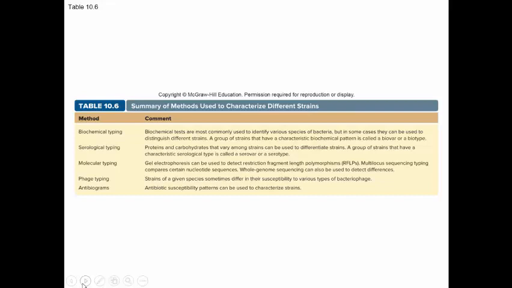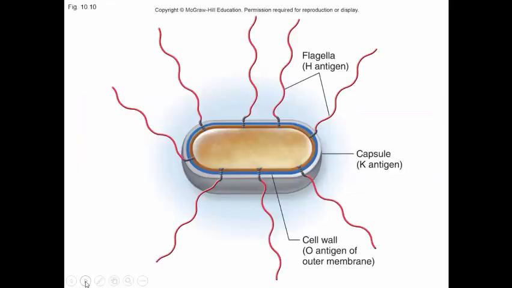Another type, and this is the most powerful one, is genomic typing. It's used to distinguish different strains based on genetic differences. Here we see bacteria that would have a capsule, a cell wall, and a flagellum, and these are the H, K, and O antigens, so they would be able to be detected.